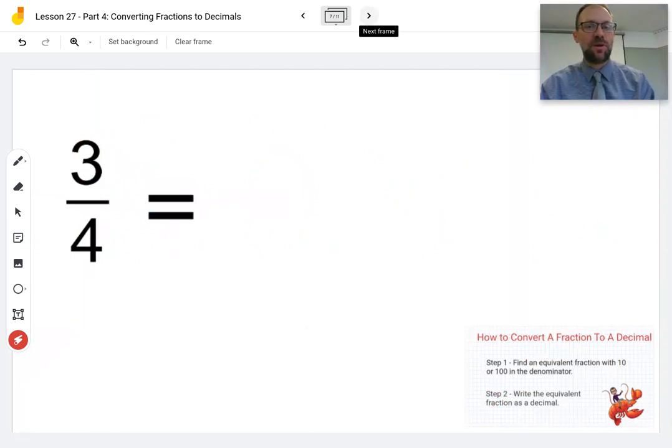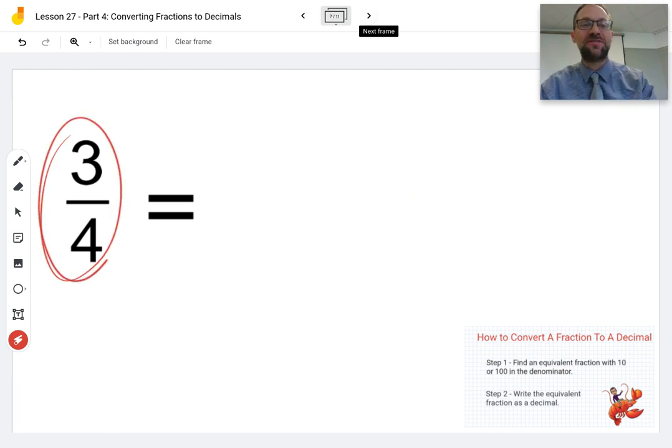Here's another one. One more that we'll do together, and then I'm going to have you do a couple on your own. Okay, so here we have the fraction 3/4. Again, 4 is not a base 10 number, and so we must convert to an equivalent fraction first.